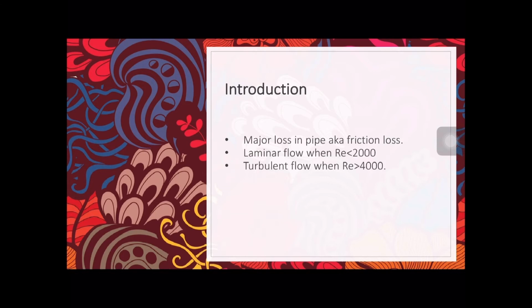The major loss in pipe is defined as the friction loss uniformly in a straight section of pipe, which is caused by the viscosity. Determining the type of flow is usually based on the Re number. If the Re number is less than 2000, then the flow is laminar. But if the Re number is more than 4000, then the flow is known as turbulent flow.